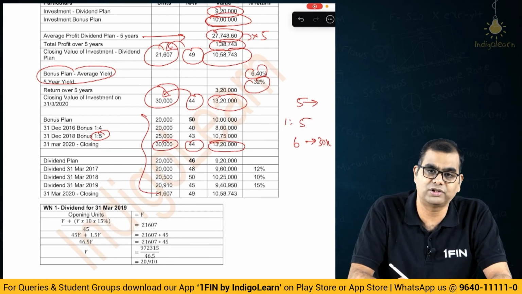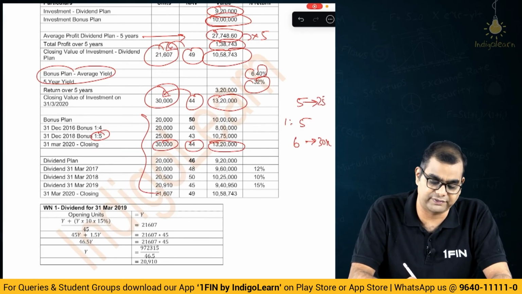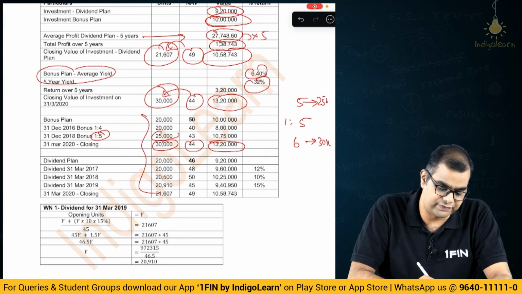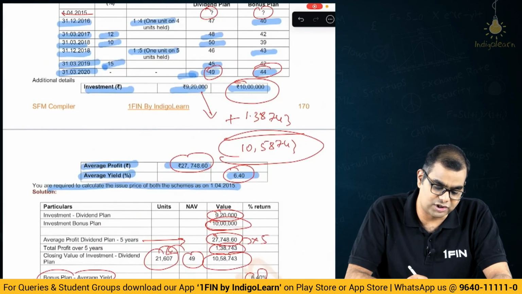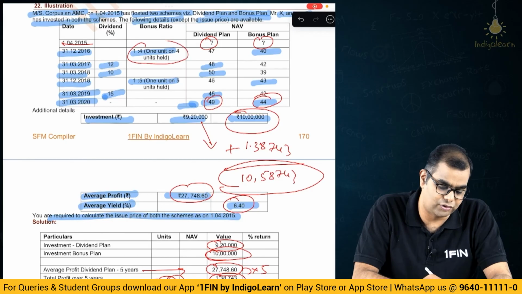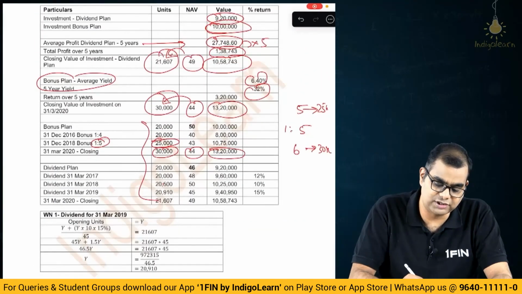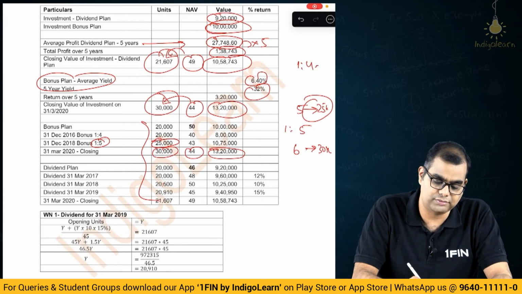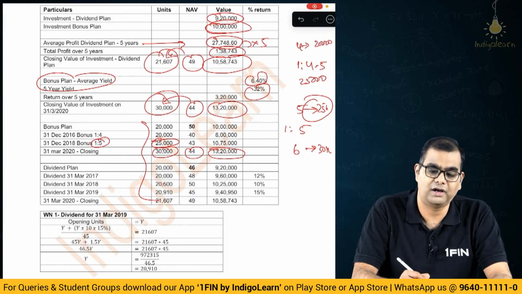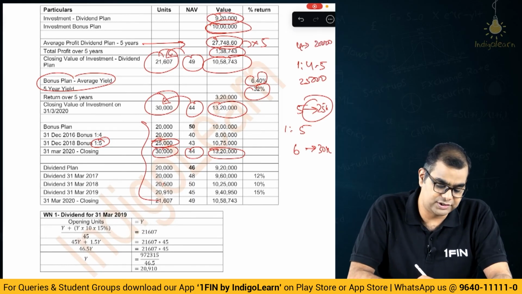So, what is this 5 before the bonus? 30,000 by 6 into 5, which is 25,000. That is how you got this 25,000. Then there was another bonus of 1:4. So, 25,000 is after 1:4, meaning you get a total of 5, and this 5 is equal to 25,000. So, what is 4? 4 is 20,000. How? 25 by 5 into 4. So, that is how you get 20,000.